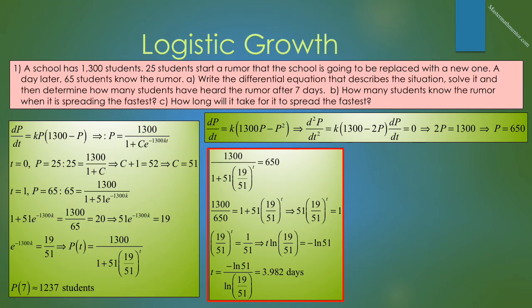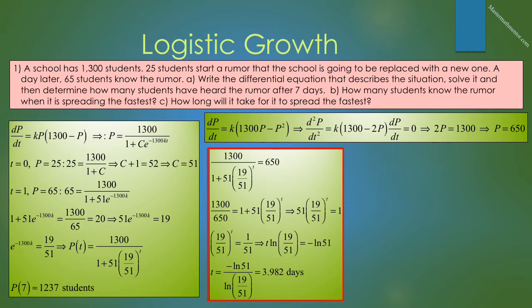Taking the natural log of both sides, we get t times the natural log of 19/51 is equal to negative natural log of 51. Our answer is t equals negative natural log of 51 over the natural log of 19/51. Using a calculator, that turns out to be 3.982 days.